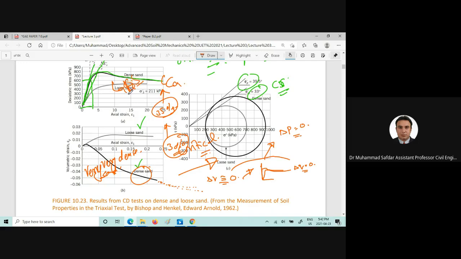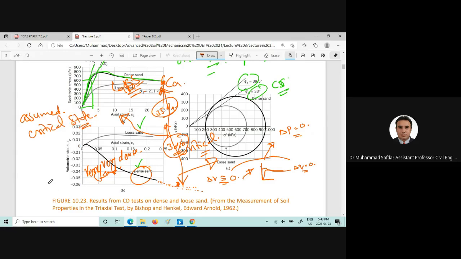Now the better thing to do is to go for the maximum possible strain in your apparatus, and see what volumetric strain you are getting and what stress-strain behavior you are getting. One way is to assume that this is the critical state, or you can call it the assumed critical state.